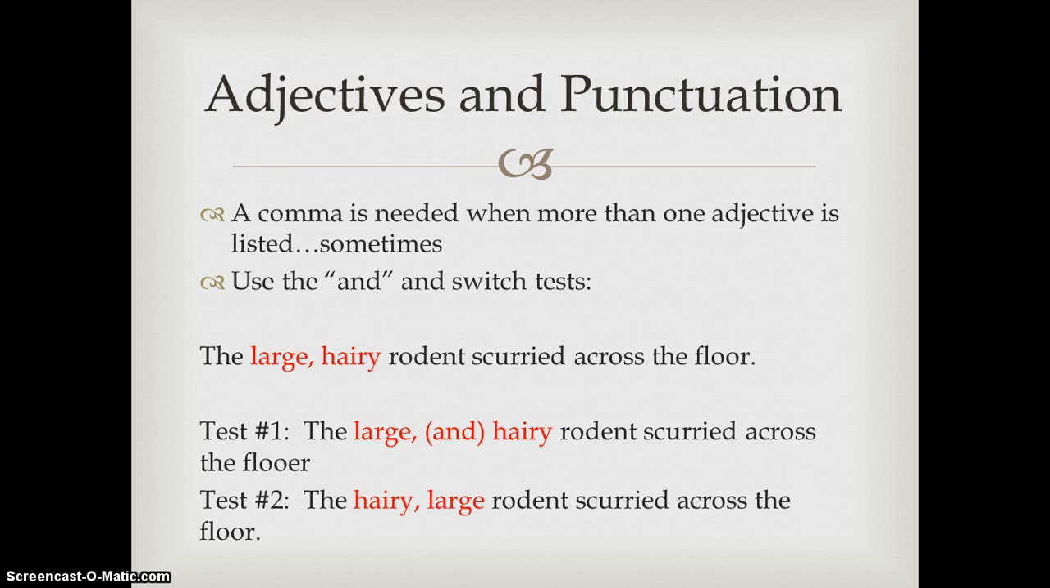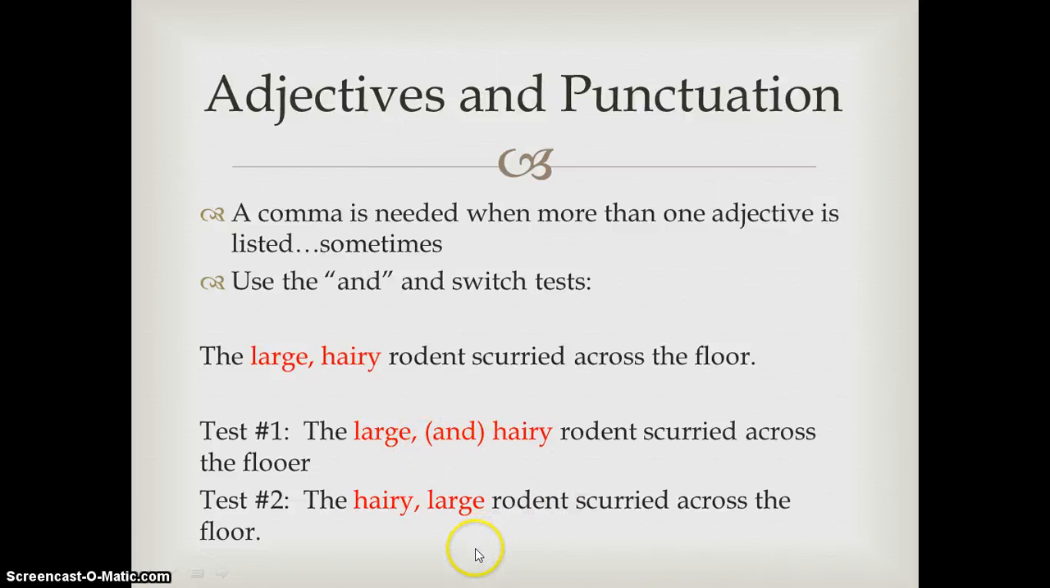So, the large hairy rodent scurried across the floor. Large is an adjective. Hairy is an adjective. How do you know if a comma is needed? For the first test, put the word and in between. The large and hairy rodent scurries across the floor. It's nice that I can spell floor. If the word and fits and is still grammatical, you need a comma.